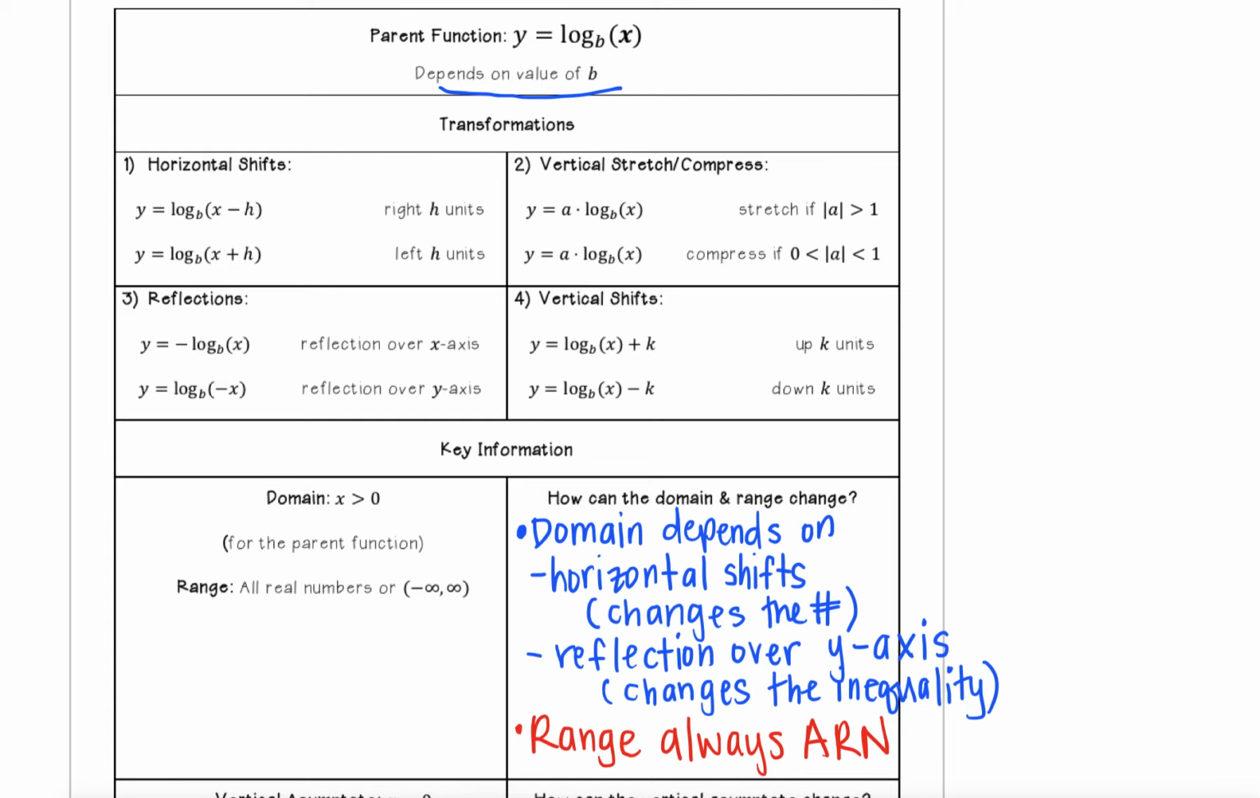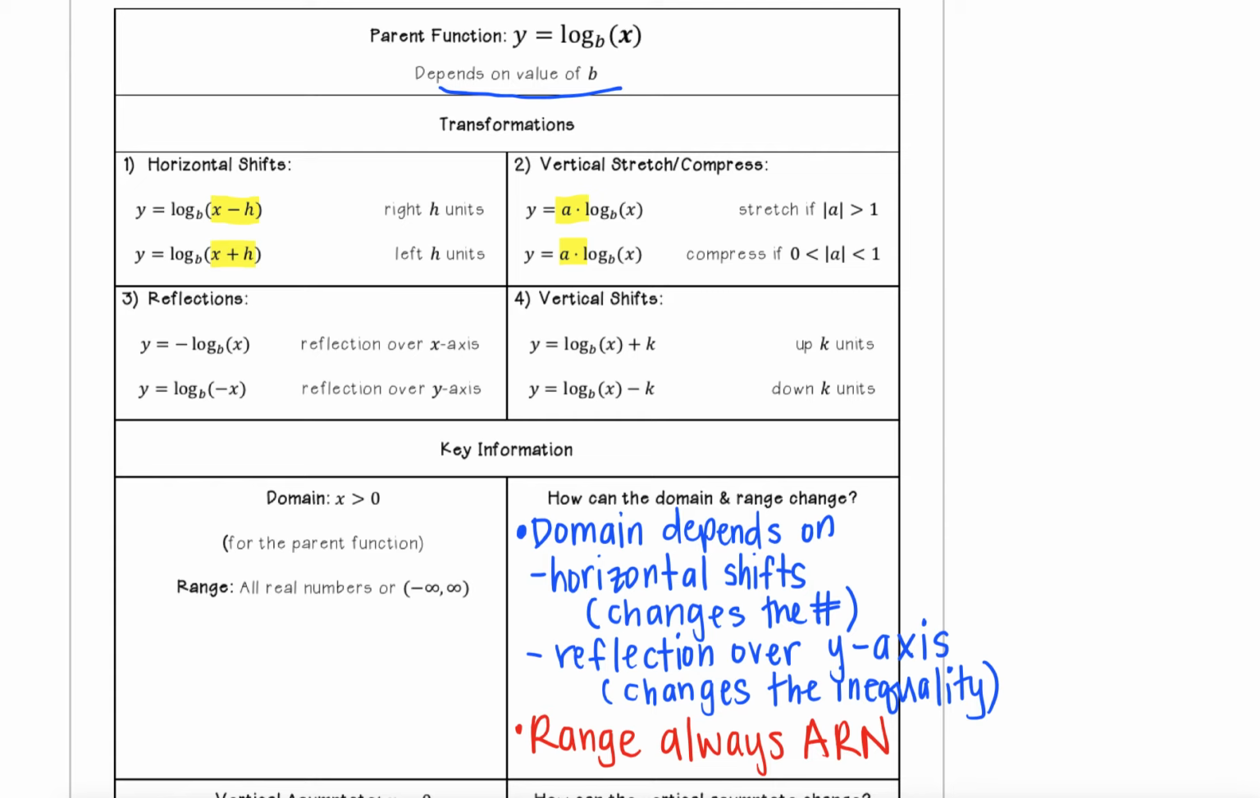Now our 4 transformations are the same transformations we've been talking about all year. We first have our horizontal shifts, so that would shift the graph right or left. That happens inside the function, so for a right h units, that would be x minus h. For left h units, that would be x plus h. Our second transformation is our vertical stretches and compresses. That's what happens when we multiply our log by a number out front. If the absolute value of that number is bigger than 1, we have a stretch. If the absolute value of what we're multiplying the log by is less than 1, but still bigger than 0, then that is what we call a compress.